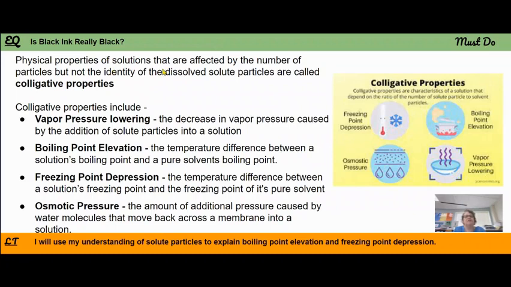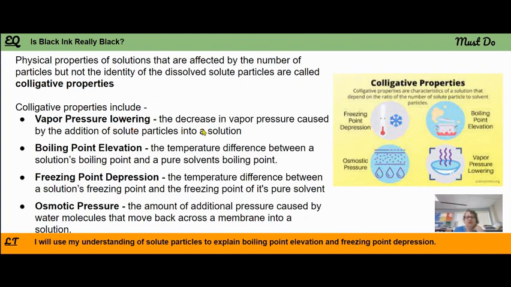Okay, so physical properties of solutions that are affected by the number of particles, but not the identity of the dissolved solute particles, are called colligative properties. So it doesn't matter what salt or what particles are in the solution. It's more of what they do to the solvent to cause the colligative properties to change. There are 4 of them.